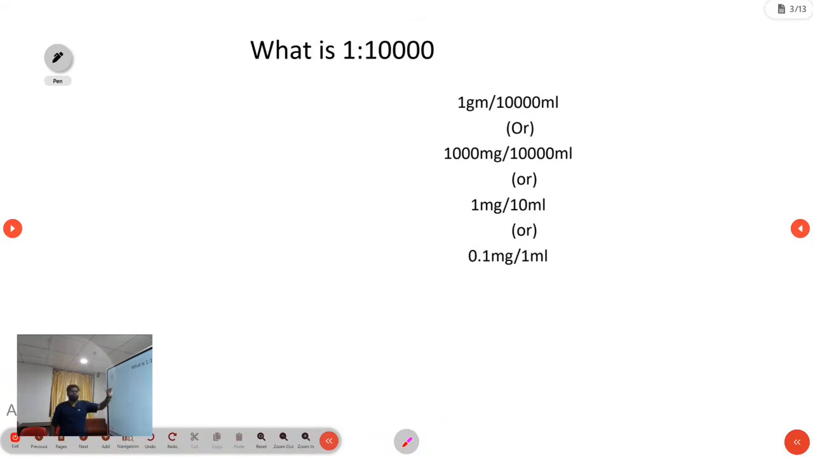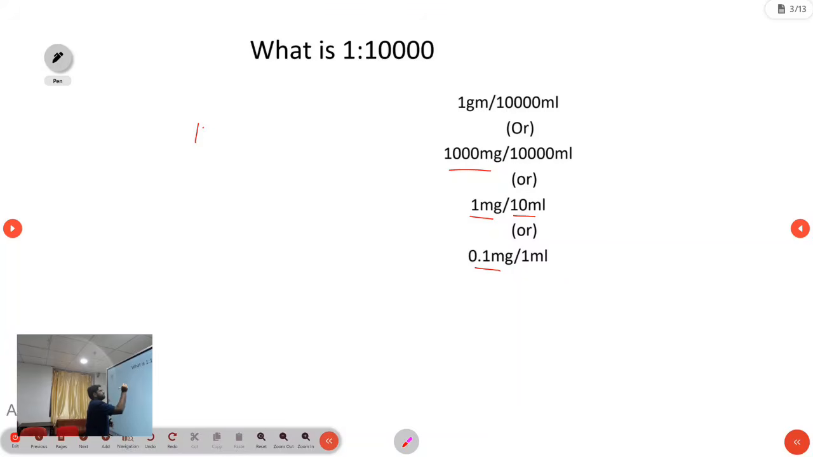Now coming to the 1:10,000 dilution, similarly 1 gram of adrenaline is diluted in 10,000 ml of the solution. Here 1 gram we write as 1000 mg, which is present in 10,000 ml, or 1 milligram which will be present in 10 ml. So it comes to 0.1 mg in 1 ml.